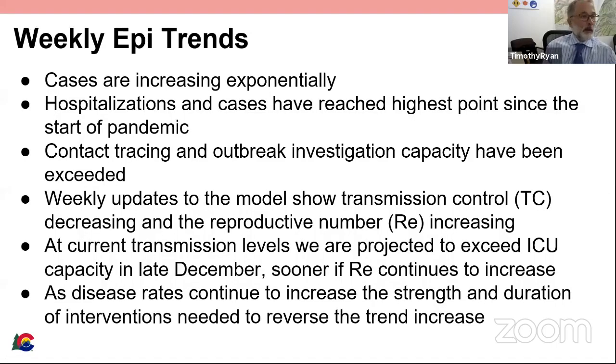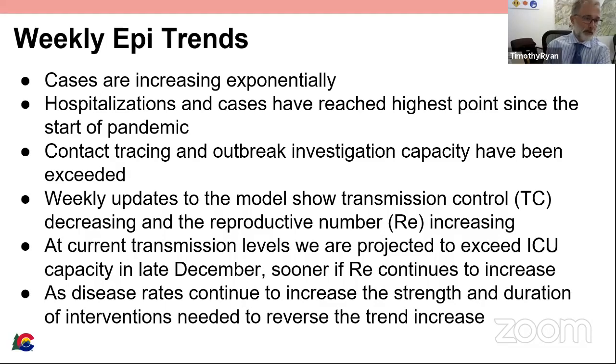So in summary, cases are increasing exponentially. Exponentially is the only word that can completely describe what we're seeing. Exponentially, in layman's terms, it's absolutely out of control. Transmission is out of control. Hospitalizations are out of control, and fatalities are shortly to follow. Hospitalizations and cases, as I've stated, have reached their highest point since the start of this pandemic.